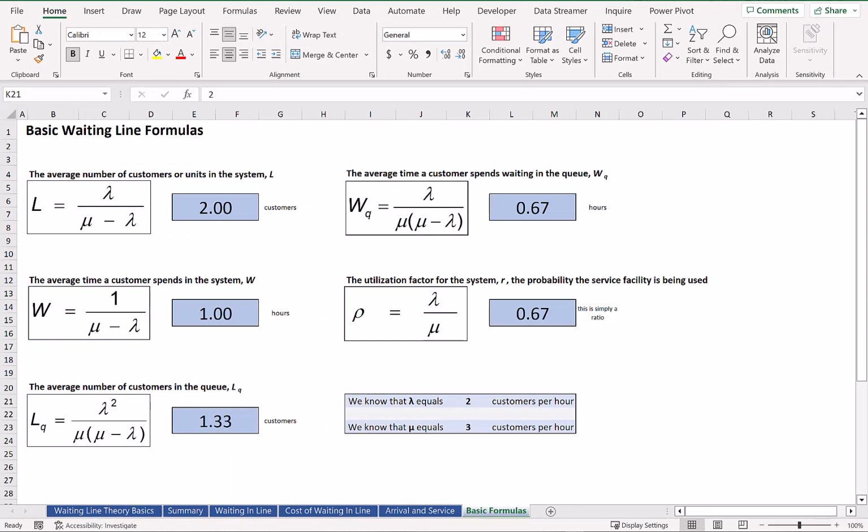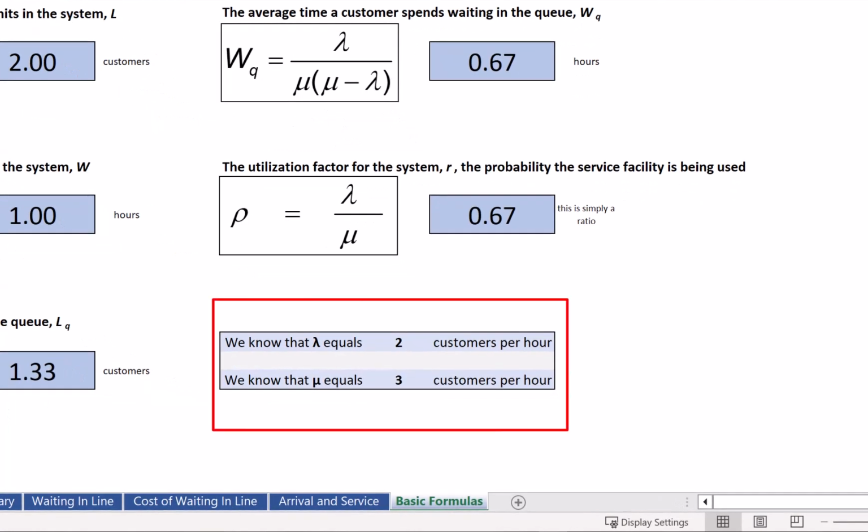When working with Excel spreadsheets, it's always nice to put the variables in a place where you can find them, so you don't have to retype them time and time again. In this case, we stored the value for lambda, which is 2 customers per hour, in cell K21, and the value for mu, the service capacity, as 3, and we stored that in cell K23. So when we perform the equations, all we have to do is type in the formula and make reference to the cells that hold these values.